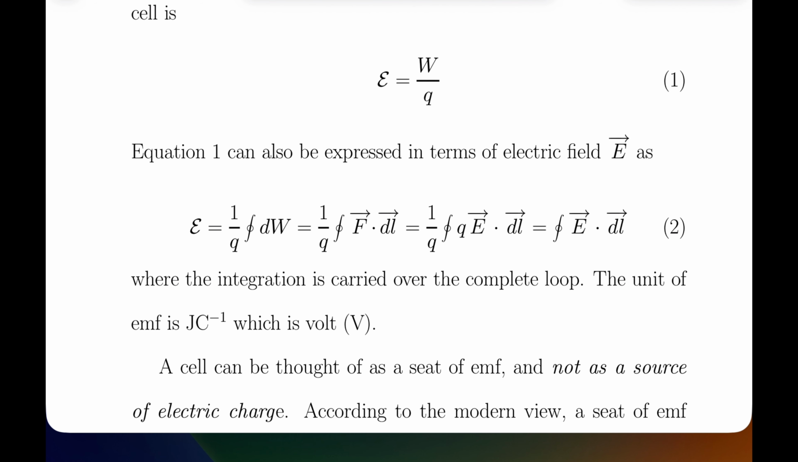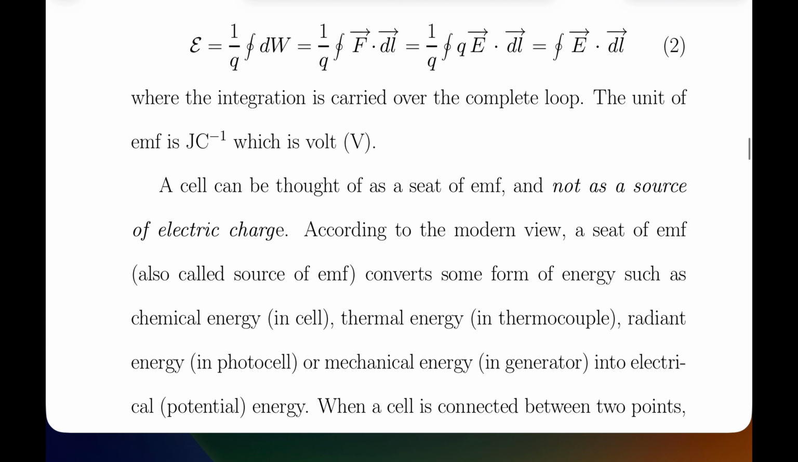The unit of EMF is joule per coulomb, which we call volt. A cell can thus be thought of as a seat of EMF and not as a source of electric charge. This should be clear to you. According to the modern theory, a seat of EMF, also called the source of EMF, converts some form of energy such as chemical energy, thermal energy, radiant energy, or mechanical energy into electric potential energy.